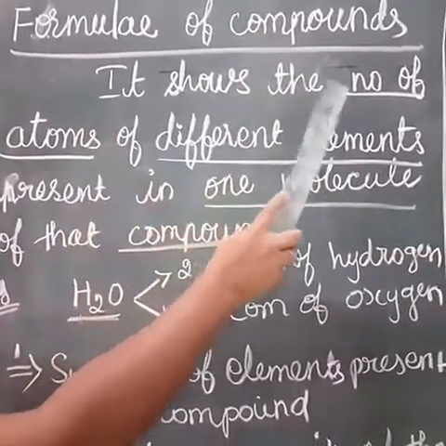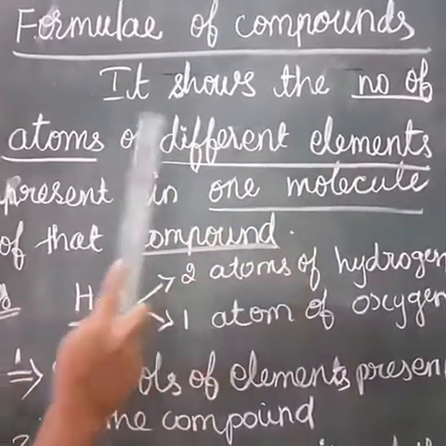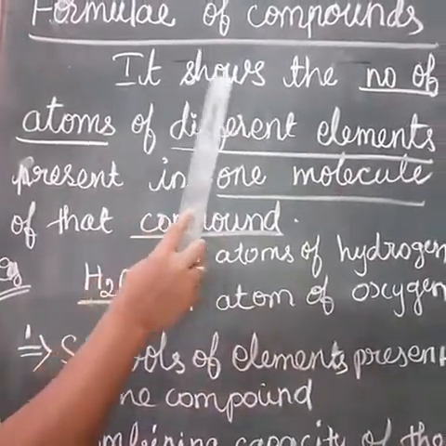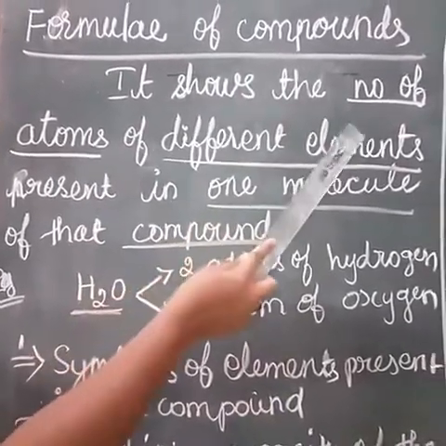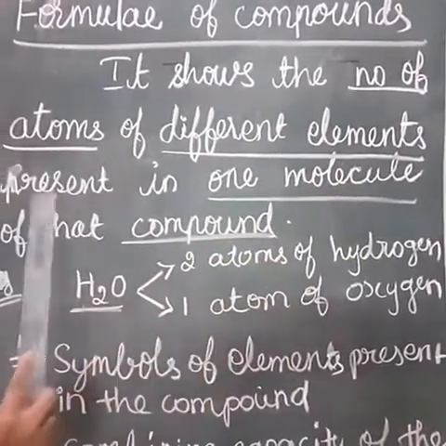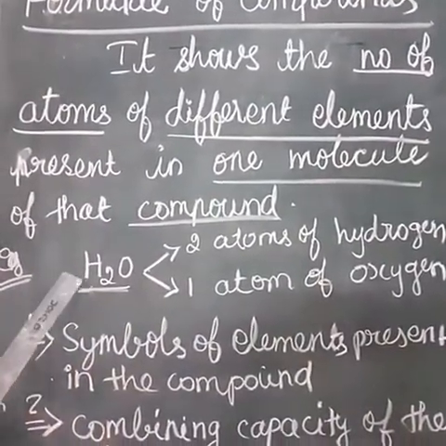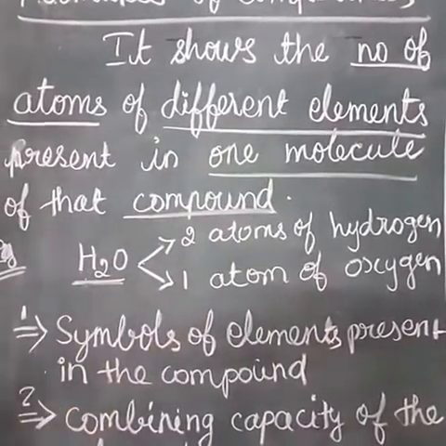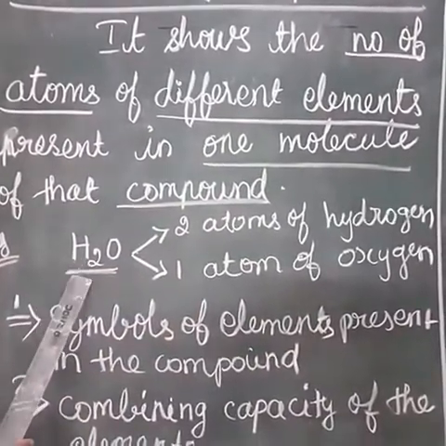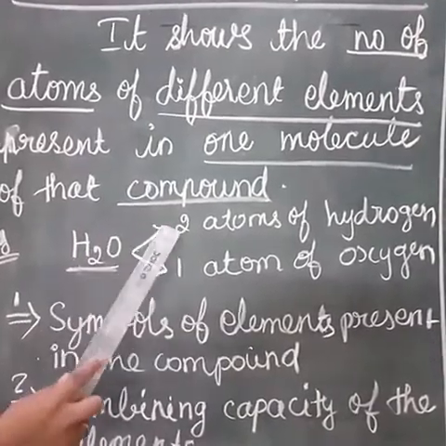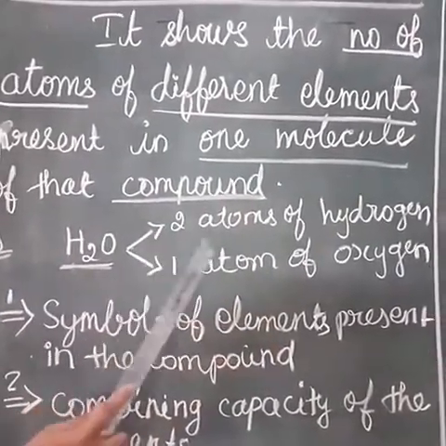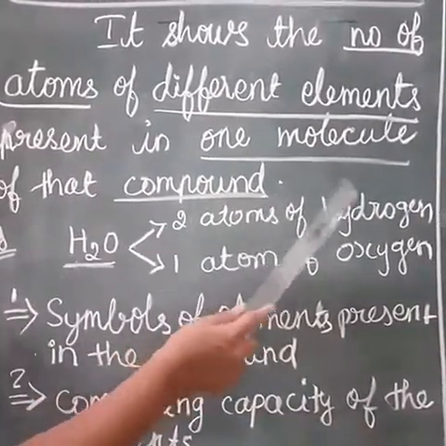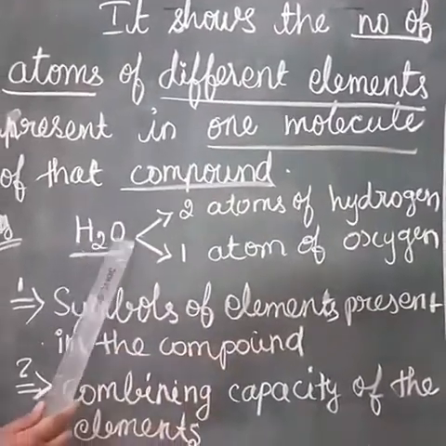Next we are going to discuss formulae of compounds. A formula shows the number of atoms of different elements present in one molecule of that compound. For example, H2O. It is the molecular formula of one molecule of water. Water is a compound. It is made up of two atoms of hydrogen and 1 atom of oxygen.